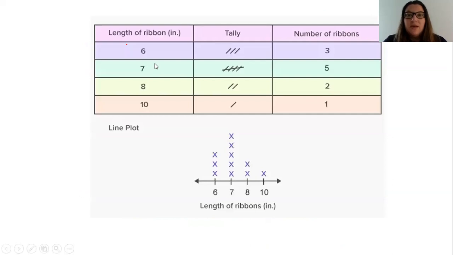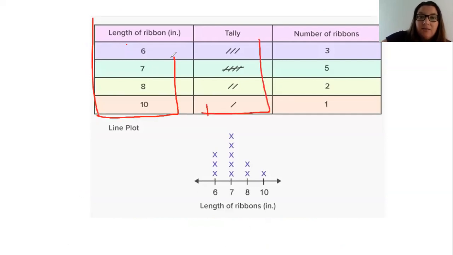Okay, so here we have another one. Now here, you have the information that you've collected in your list, okay? So there's your list. There are your tally marks. And all you're going to do is take that information and put it into a line plot, okay? So here we had 3 ribbons that were 6 inches. We had 1, 2, 3, 4, 5 ribbons that were 7 inches, 2 ribbons that were 8 inches, and 1 ribbon that was 10 inches.